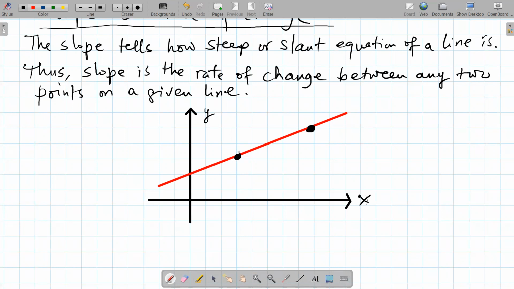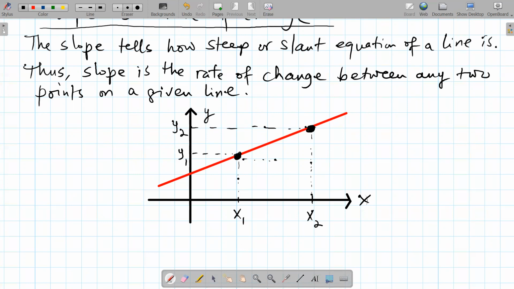Remember that every point on the coordinate system has 2 coordinates, 2 numbers, the x and the y. This is what we call the ordered pair. So every point has to have an x value and a y value. For this point, I assume that the x value is x1 and the y value is y1. For this point also, I'm going to assume that the x value is x2 and the y value is y2.